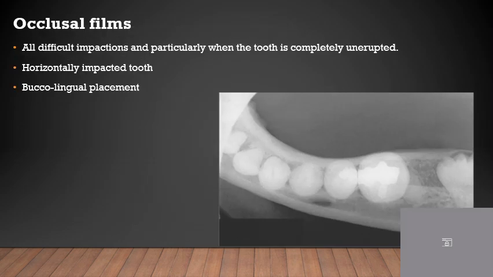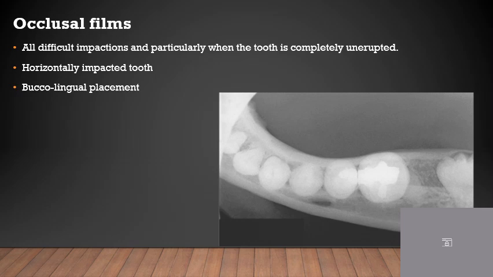We need an occlusal view. So why do you need an occlusal view? Because to appreciate a tooth in a three-dimensional way. A normal intraoral periapical radiograph will let you see an impacted tooth in a two-dimensional way, where only the mesio-distal relationship can be appreciated.